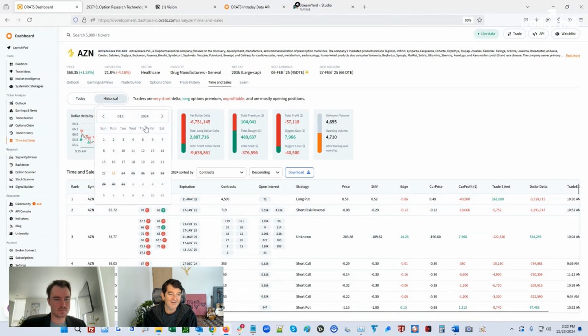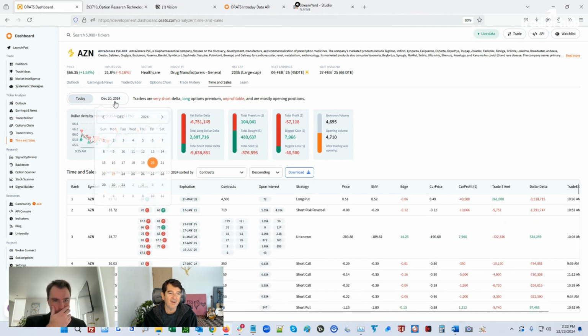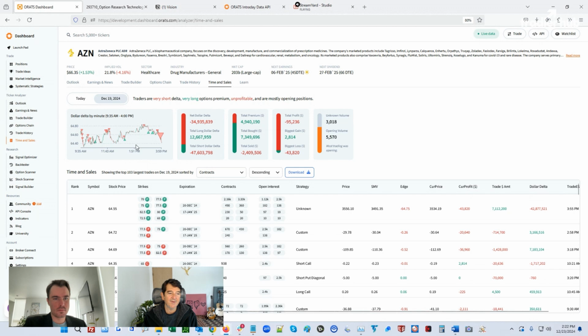And let's look at historically what's been going on. So they were very short delta at 64, 65, and now it's 66. So the traders aren't doing too well in this particular stock. Let's look at the 19th. Very short delta at 64. So we're going against these traders. Tyler, how's that? All right, I'm down to try it.